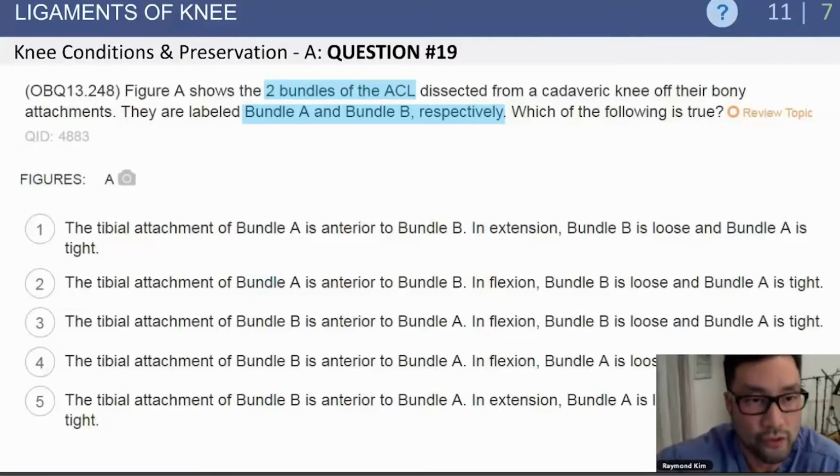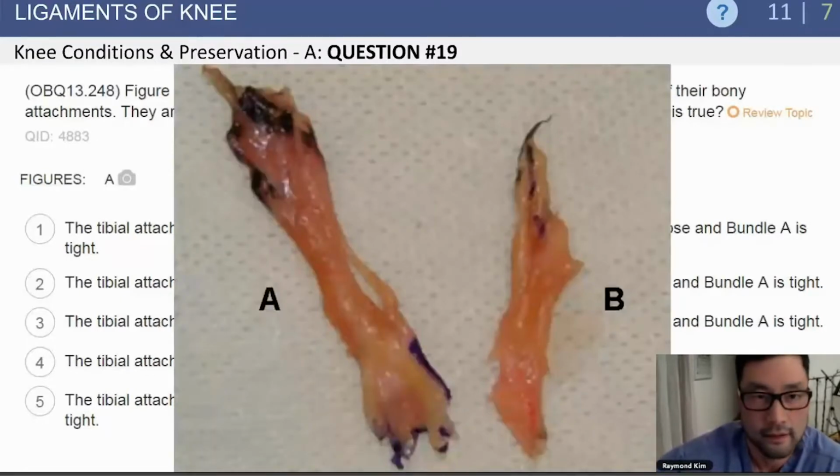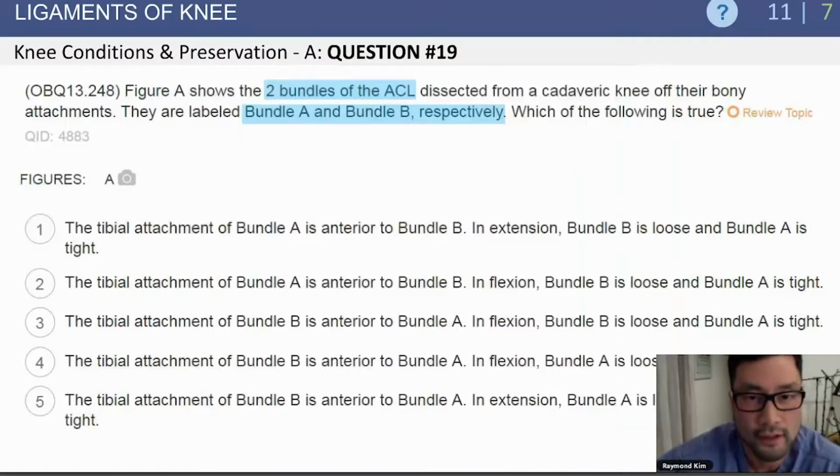So we're going to start with this question. Figure A shows two bundles of the ACL. A is the larger bundle, B is the smaller. Dissected from a cadaveric knee off their bony attachments, they are labeled bundle A and bundle B respectively. Which of the following is true? I'll give you 2 seconds to look at the answers there.